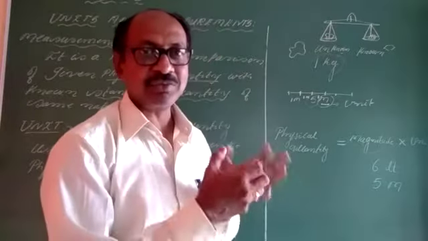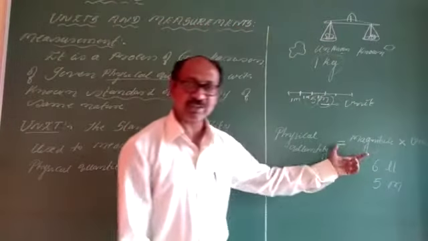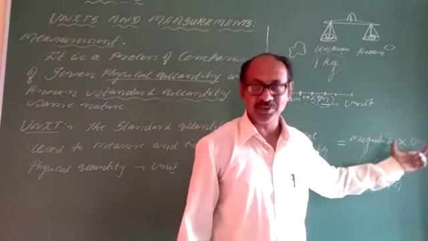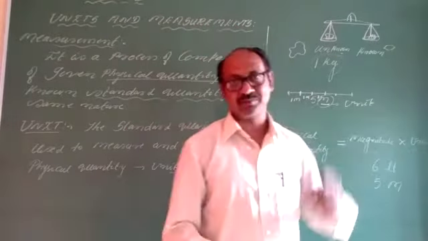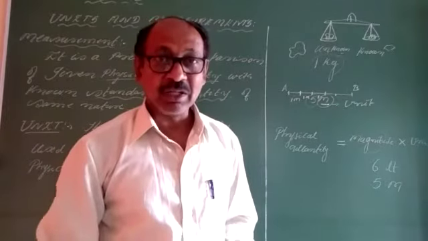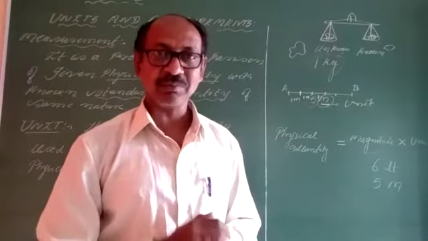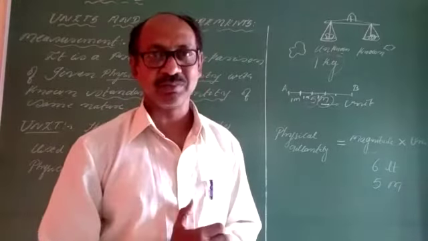So the physical quantity is the product of these two things: magnitude into unit. What are the characteristics of a unit? How can you choose that particular unit? I can't say the distance between A and B is 5 liters, because the unit should be constant. I can't say it like that.